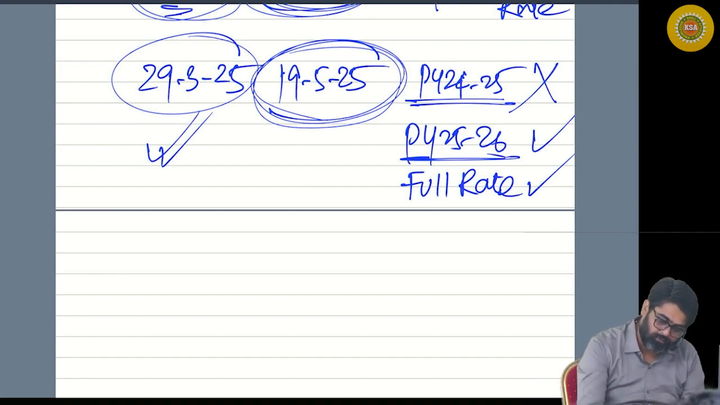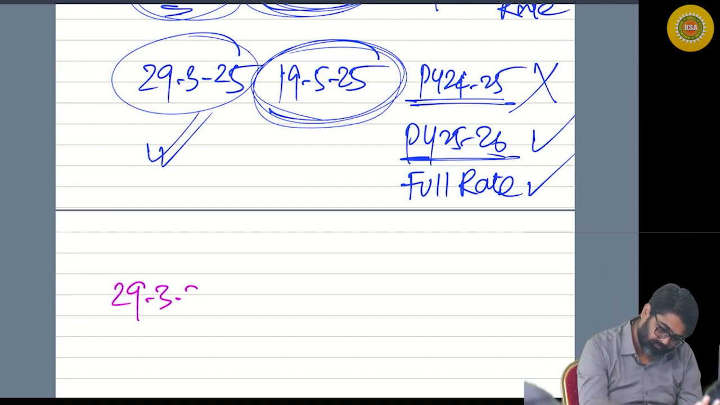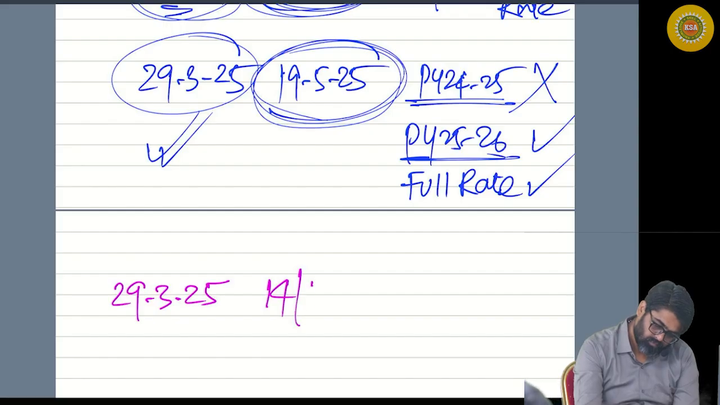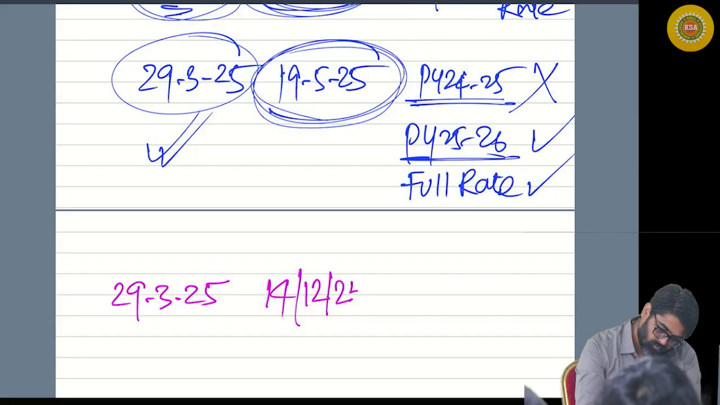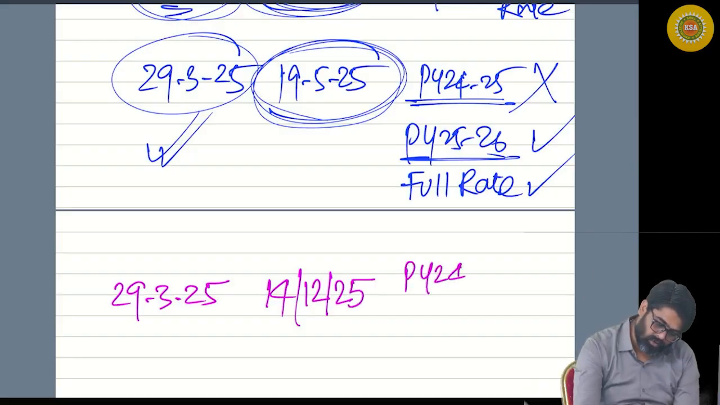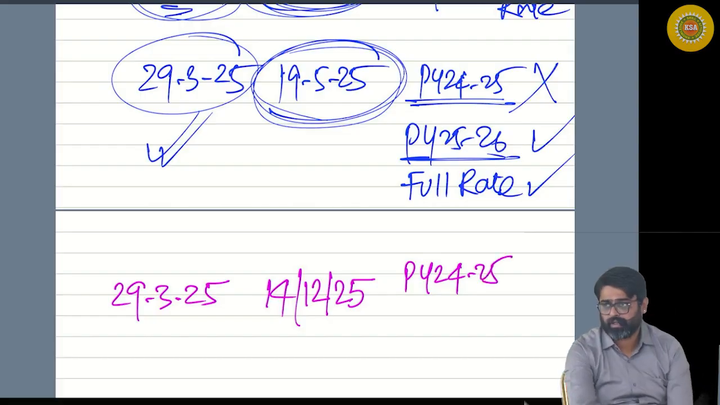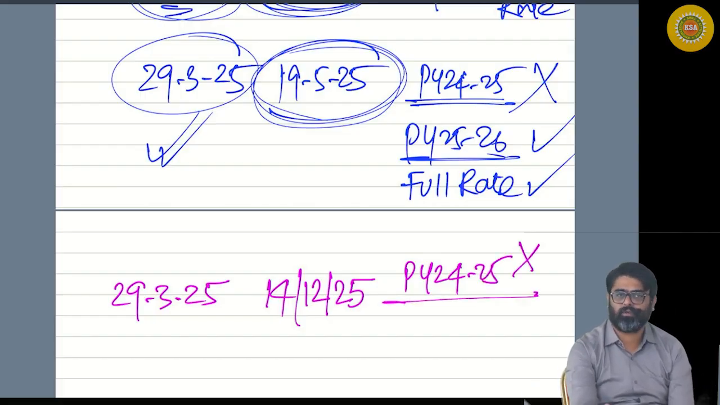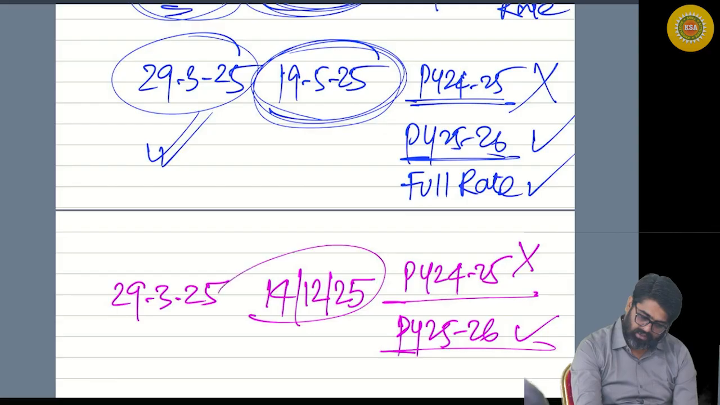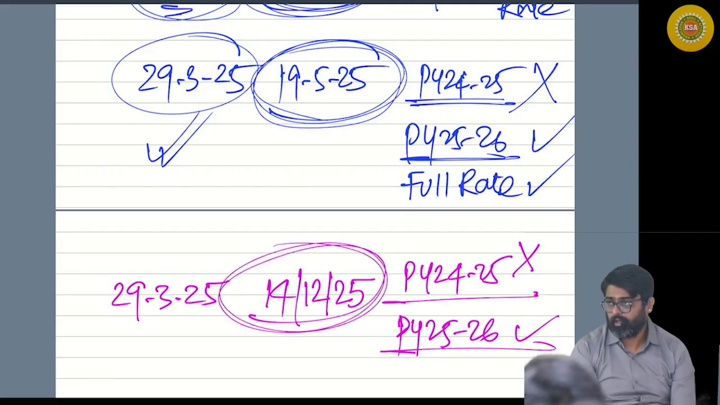Now let me twist this example a little bit. Same thing I will put. When the asset was purchased and it was put to use on, in the previous year 24-25, will you get depreciation? Because in that year the asset was not used only. Yes or no? Tell me, previous year 25-26, will you get depreciation? Yes, because in that year the asset is used.